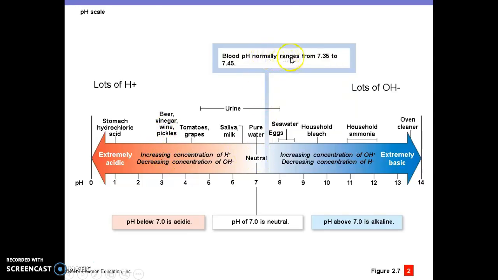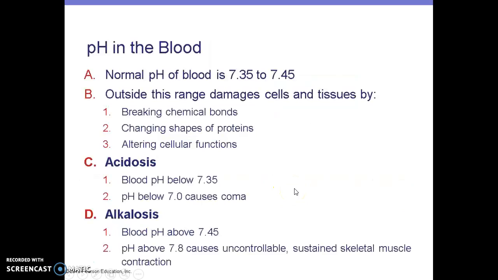Blood has a range from 7.35 to 7.45, which is slightly basic. Outside of this range, cells will be damaged. If it's a condition below 7.35, it is a condition of acidosis. Above 7.45 is alkalosis. Alkaline means basic. And you can see that either above or below that range causes problems for the human condition.